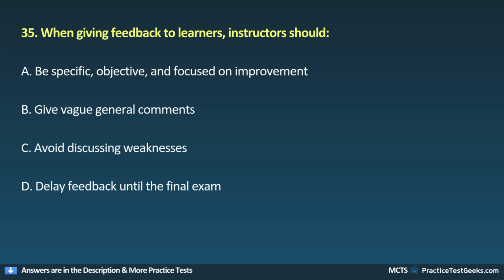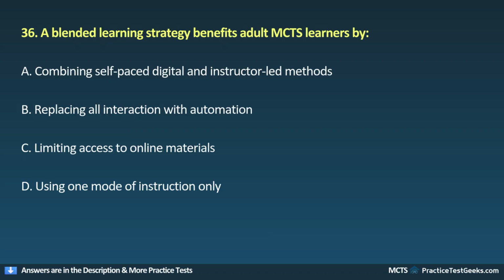35. When giving feedback to learners, instructors should A. Be specific, objective, and focused on improvement. B. Give vague general comments. C. Avoid discussing weaknesses. D. Delay feedback until the final exam.